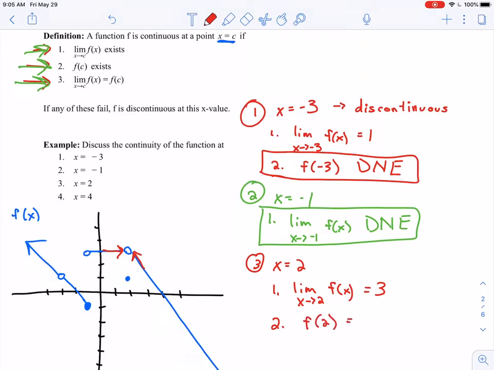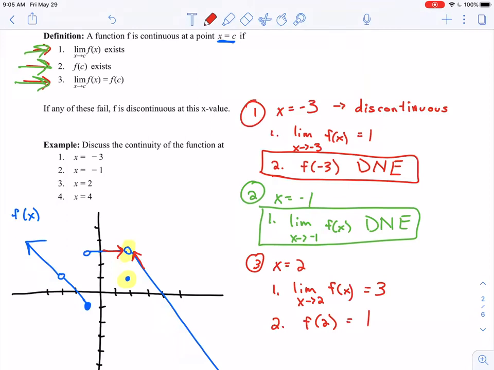Okay, what is f of 2? When I take 2 and plug it into my function, I'm not looking at this hole right here, because my function doesn't exist there. I'm looking at this closed circle down here at x equals 2. So at x equals 2, that has a y value of positive 1. So okay, the function exists.